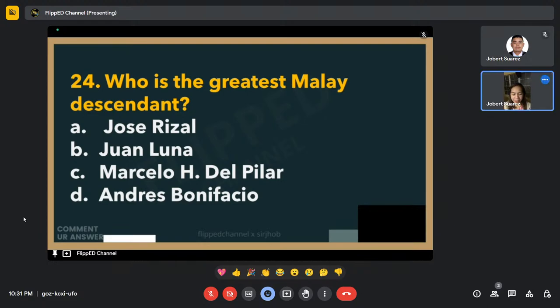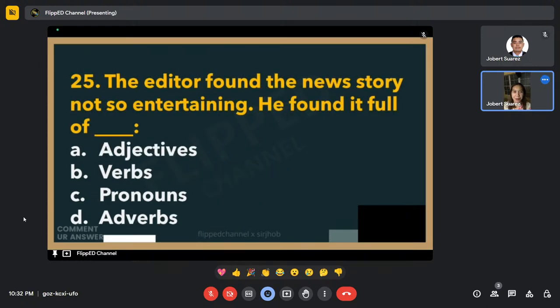Okay, time's up. The correct answer is letter A. It's Jose Rizal, greatest Malay. Malay po si Jose Rizal. Kaya tama. Nakita ko lang dito yung kay Myra. Jones Law is equals to bicameral. That's right. Okay, let's proceed. Number 25. The editor found the news story not so entertaining. He found it full of blank.